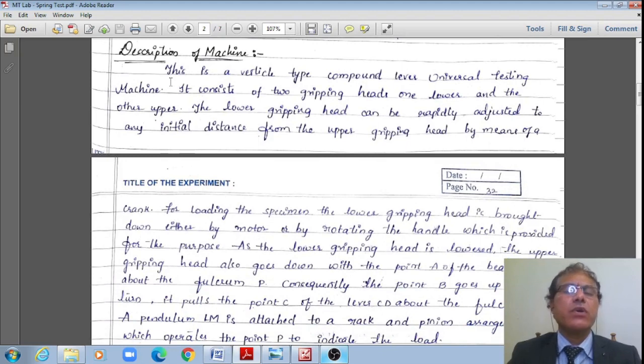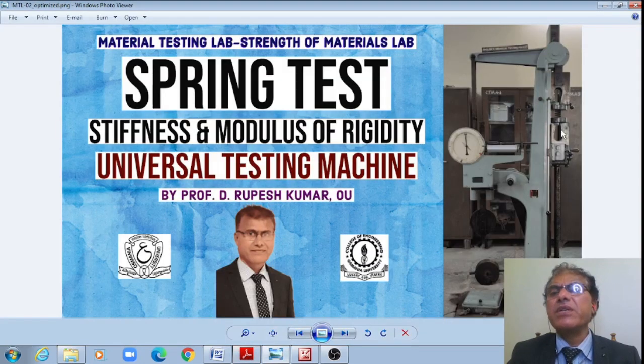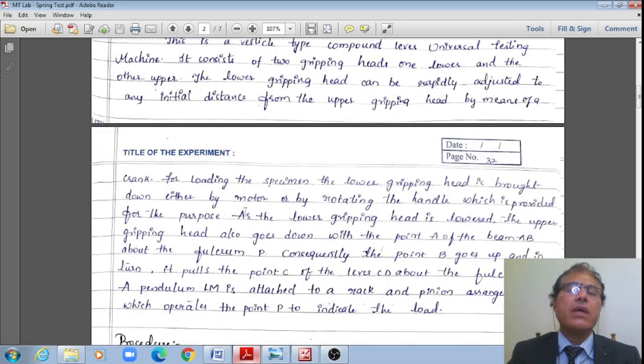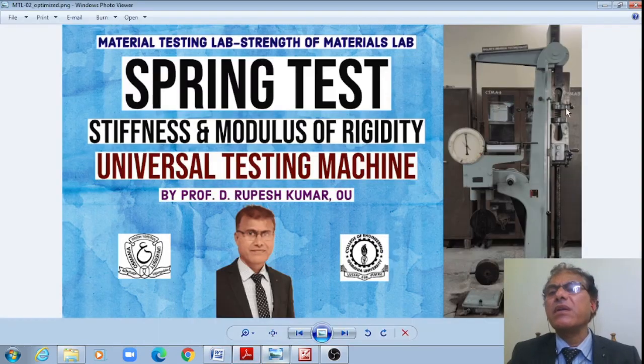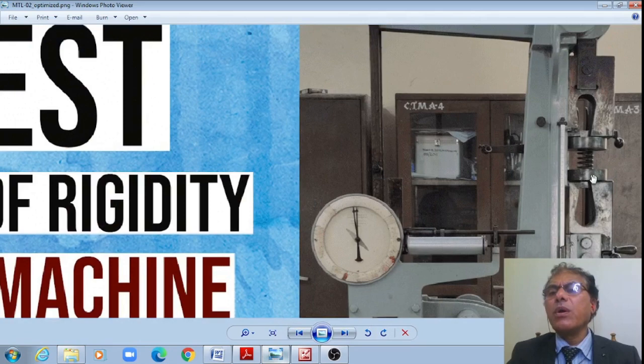We are using the Amsler universal testing machine, which is a vertical type compound lever universal testing machine. Now let me show this. This is the machine which we already used with the same arrangement for the tension test. The same is now being used for the spring test also. It consists of two gripping heads, one lower and the other upper.